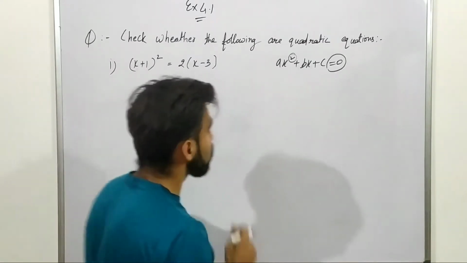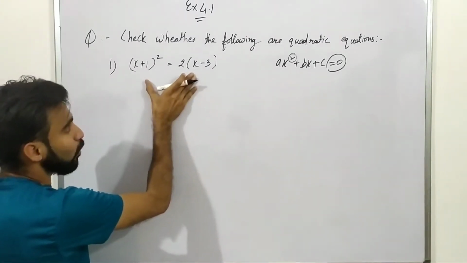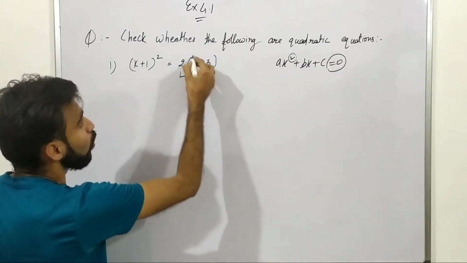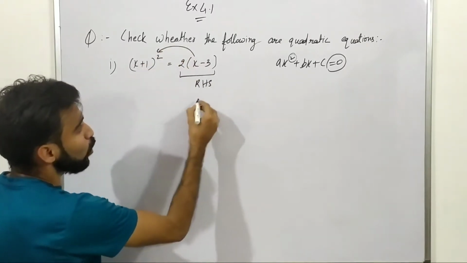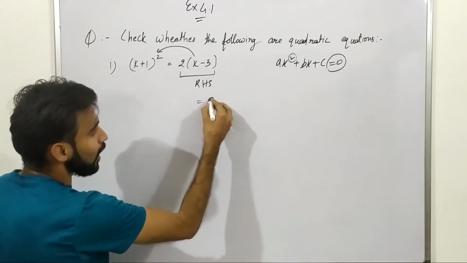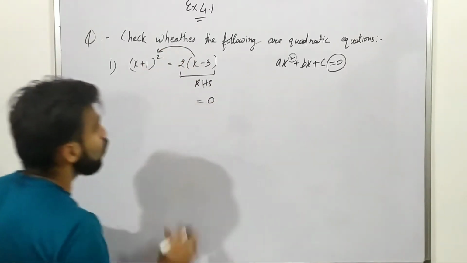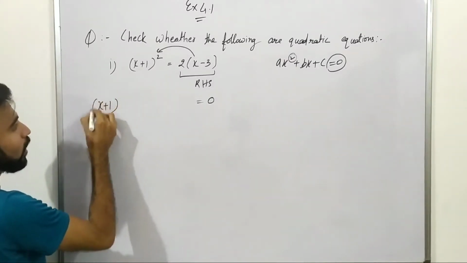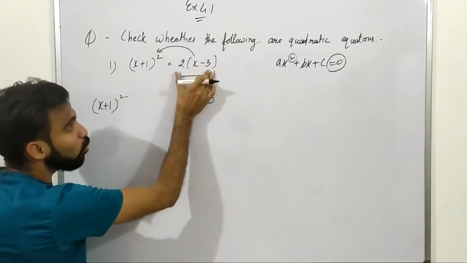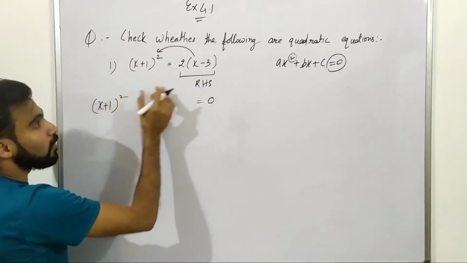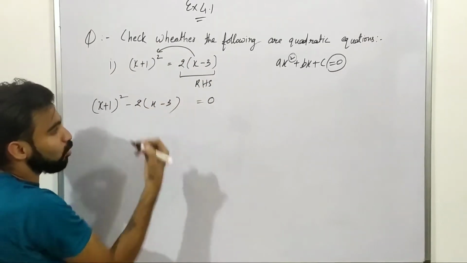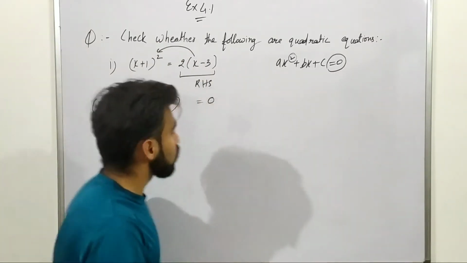So for that, first of all, you have to simplify this given equation, and for that you have to move this right hand side term over to the left hand side, so that you can get the right hand side equal to 0. So if I just take a look at the left hand side, there was x plus 1 whole square. Now this positive value will become negative after moving to the left hand side, so that will be minus 2 bracket x minus 3. So further, you have to simplify it.